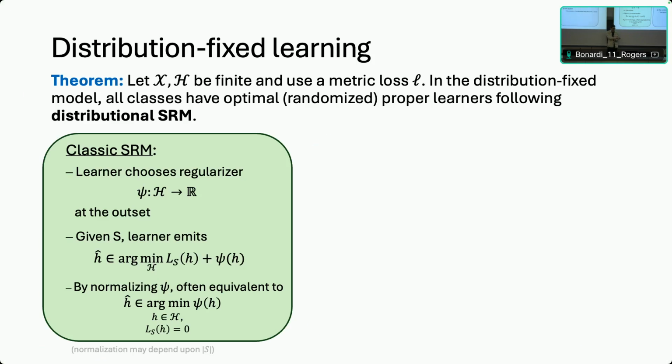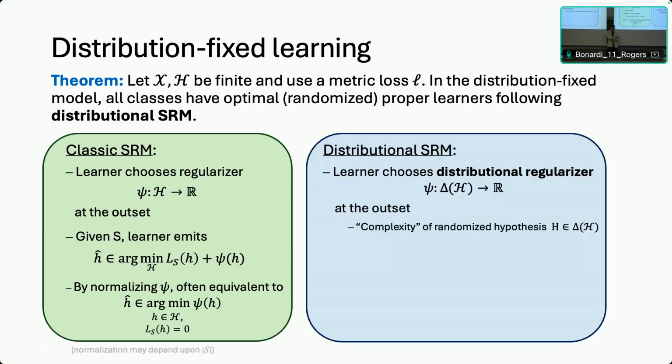Distributional SRM is the exact same thing, but I take the convex hull of my hypothesis class. That's the idea. I allow for convex combinations of hypotheses, kind of randomized hypotheses in my class. So formally, my learner picks a distributional regularizer. This is a map from delta H, so probability distributions on H, to the real numbers. And this is intuitively the complexity of a randomized hypothesis.